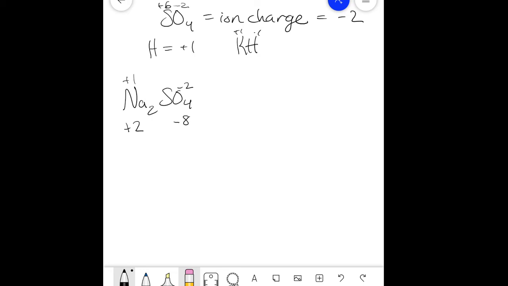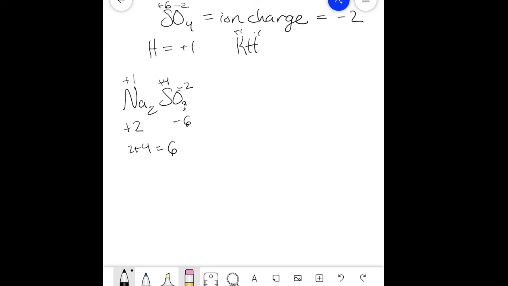Now, these need to, oh, that's not a 4, that's a 3. Okay. I can't read tonight, apparently. Okay, 3, so we have -6. So, we need sulfur to be something to balance these out. So, this has to be +4, because 2 + 4 equals 6.